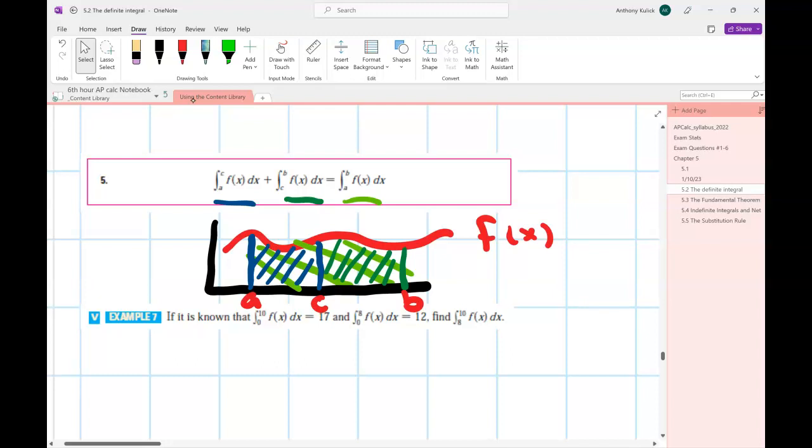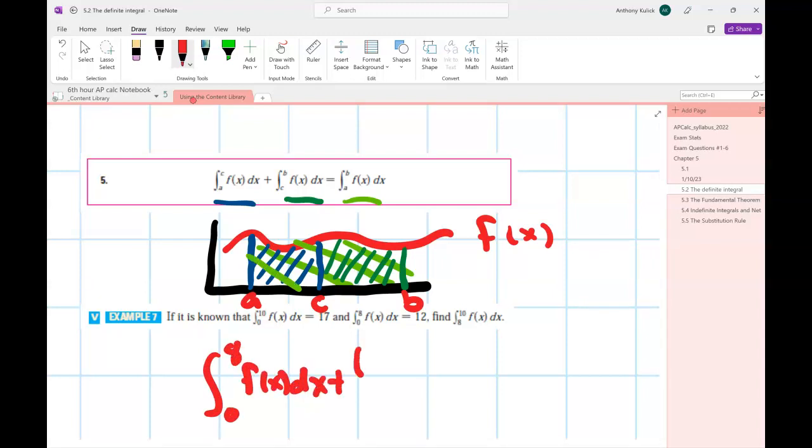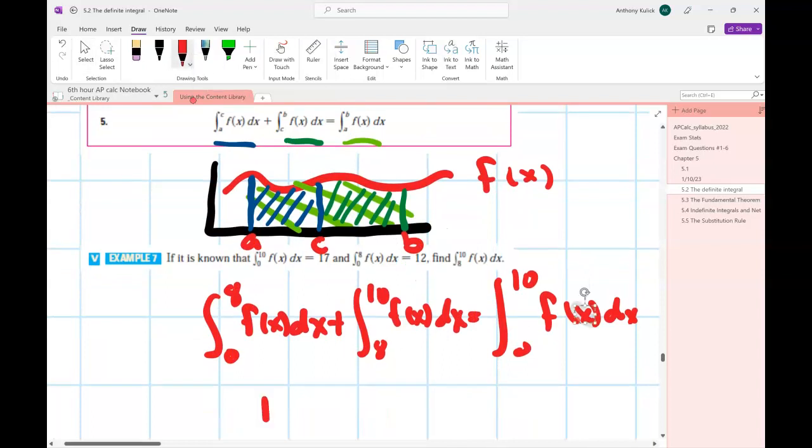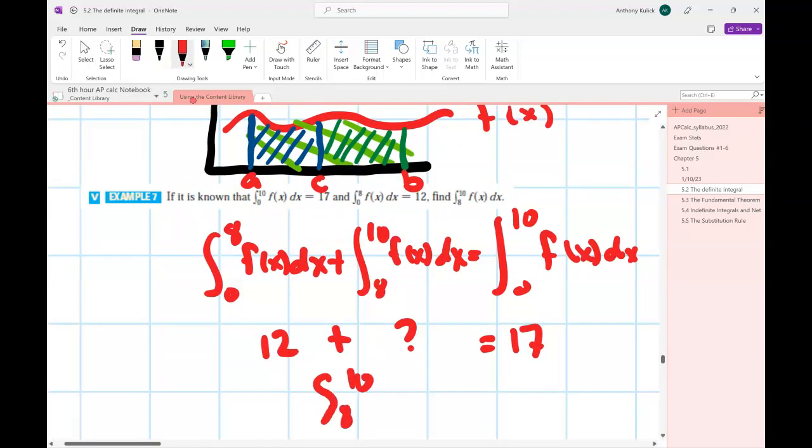So if I look at example 7, all I'm going to do is use this formula above. I can say the integral from 0 to 8 of f of x dx, plus the integral from 8 to 10 of f of x dx, is equal to the integral from 0 to 10 of f of x dx. So I can say that 12 plus whatever is equal to 17. So it's got to be 5.